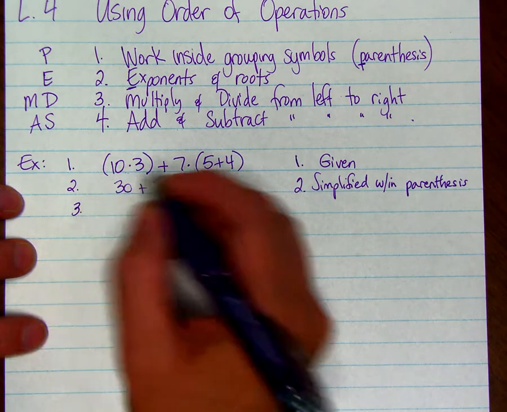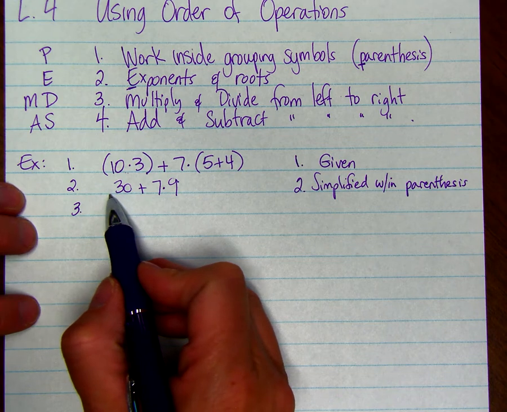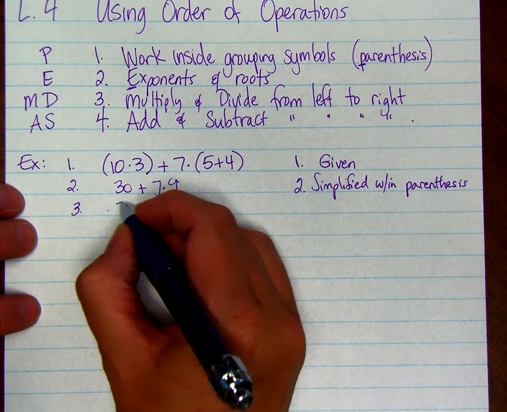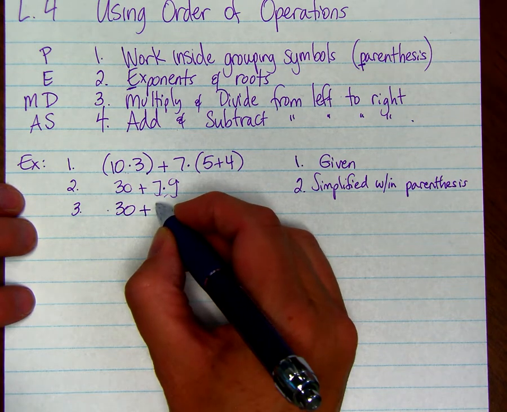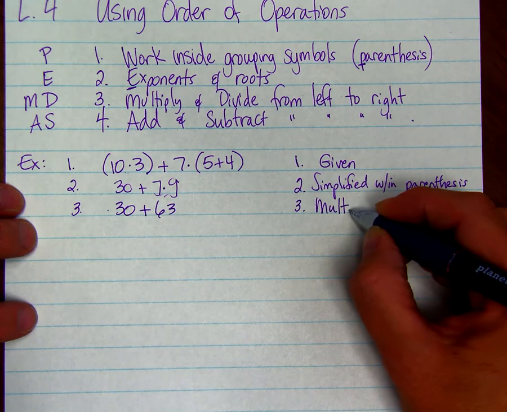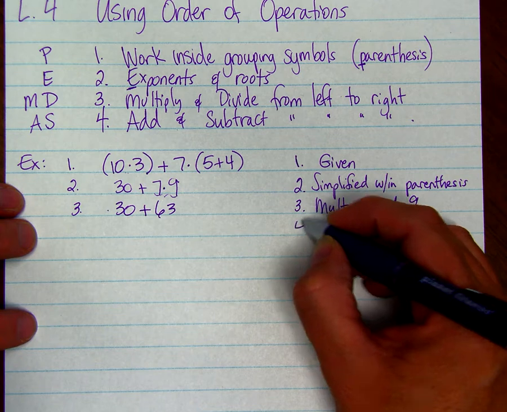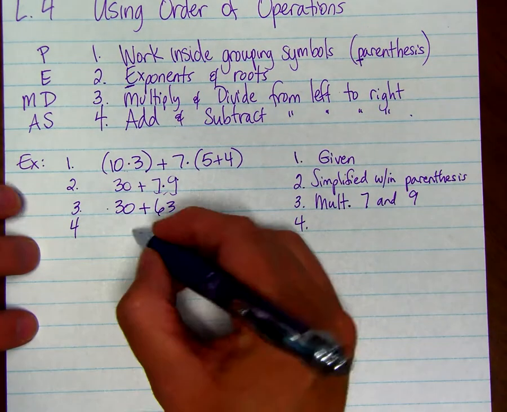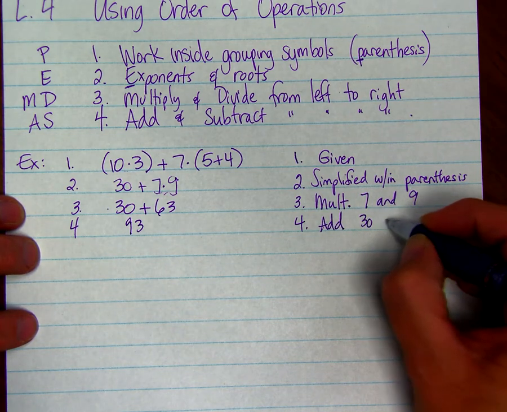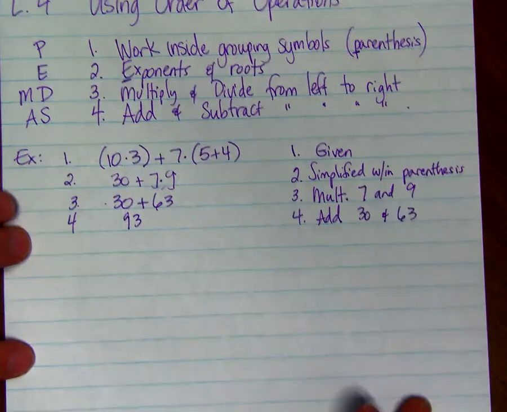So then we are going to multiply and divide from left to right. So we start at the left. We see a multiplication problem right here, 7 times 9. So 30 plus, we're going to do the multiplication. And our justification is that we multiplied 7 and 9. When we add them together, we get 93. But what we did was we added 30 and 63 for our justification.